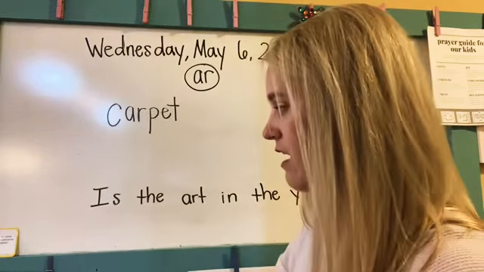Okay, so the first syllable says what? K, R, car. Good. The second syllable says what? P, et, pet. It's a closed syllable. My marker's not wanting to work. Okay, so this word now is carpet, carpet. It's got how many syllables? Yes, it's got two syllables.